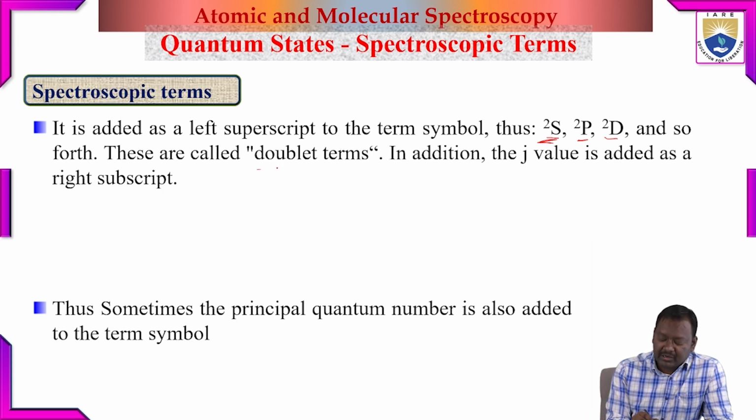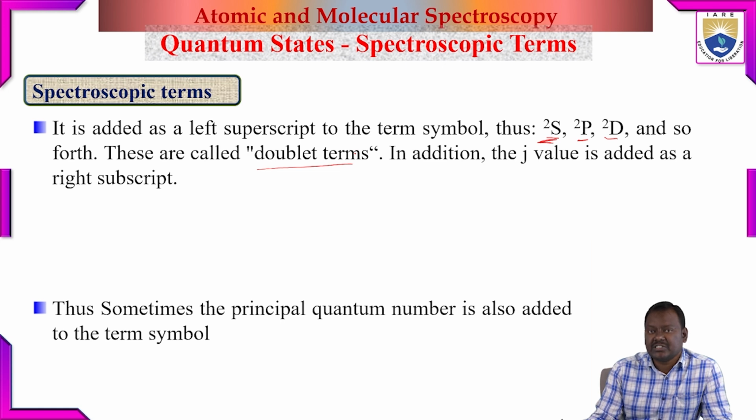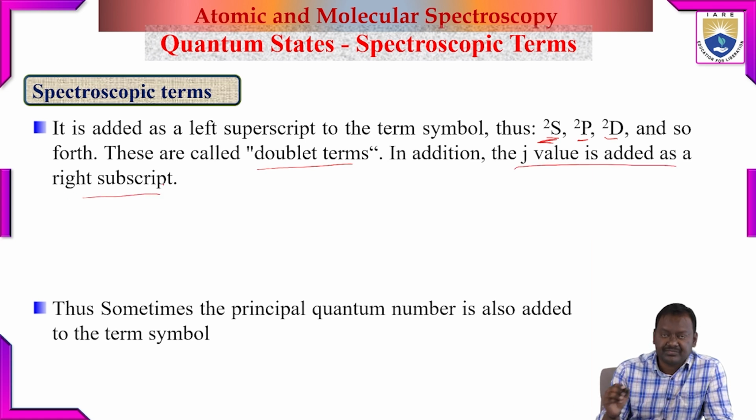These are also called doublet terms. If the multiplicity is 2, then it is called a doublet term. If the multiplicity is 3, that will come when there are more electrons in the atom. But for a single electron atom, there could be only two values for J, and it is called a doublet. In addition, the J value is added as a right subscript.